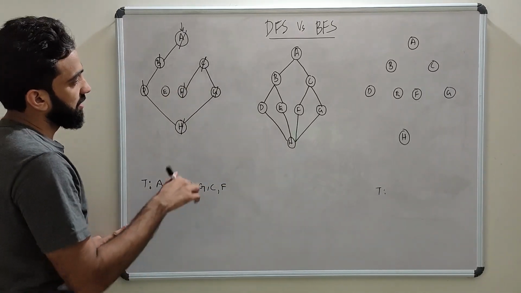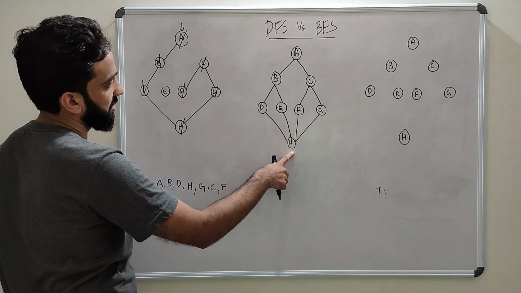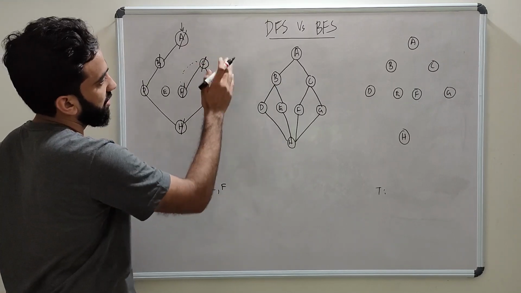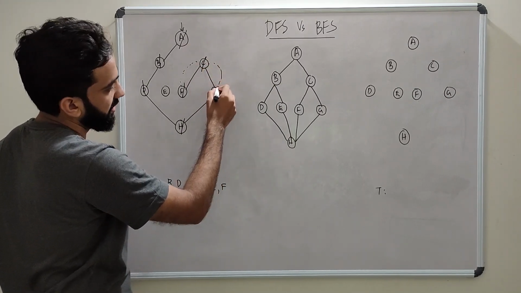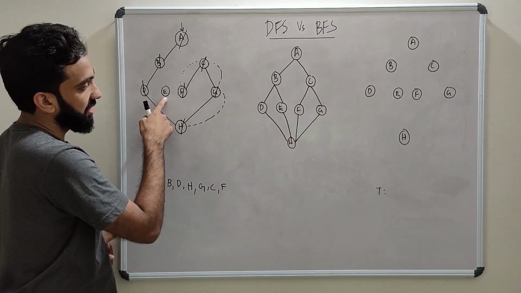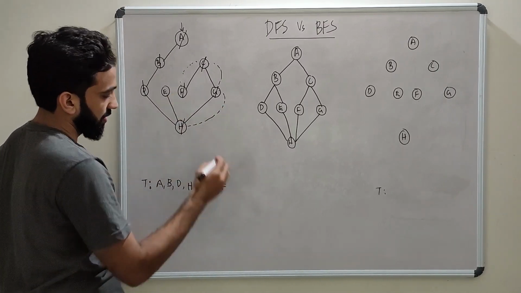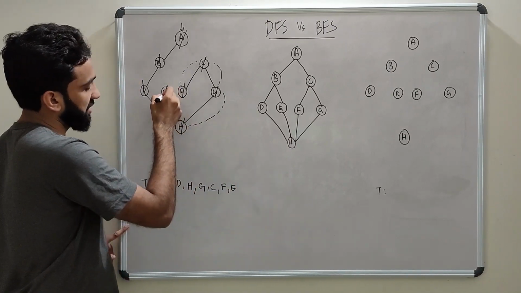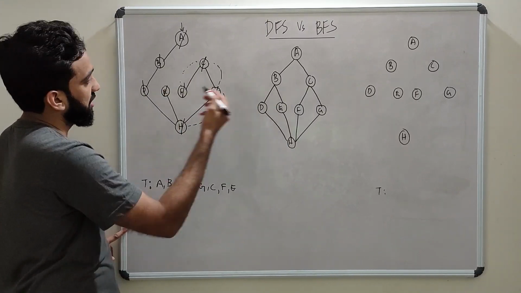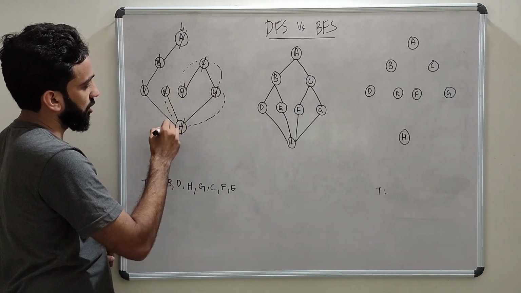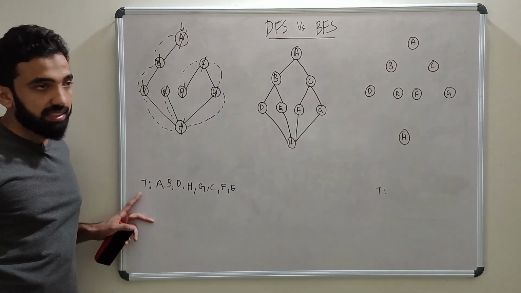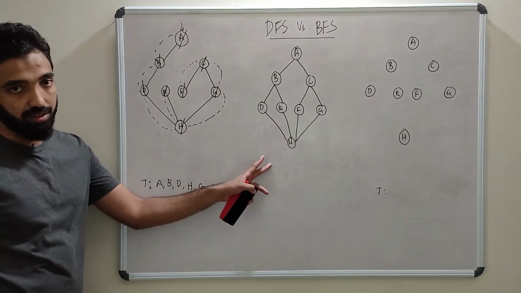So from F, there is no option because H is already visited. So it will go back to C. From C, there is no option because A is already visited. It will go back to G. There is no option. Again, it will come back to H. From H, there is an option to go to E. E is not visited. So it will go to E. So we'll mark E as visited and we'll add E to our T list. So from E, again, there is no option because B is already visited. So it will go to H. No option. It will go back. So this is the traversal list for DFS for this graph.